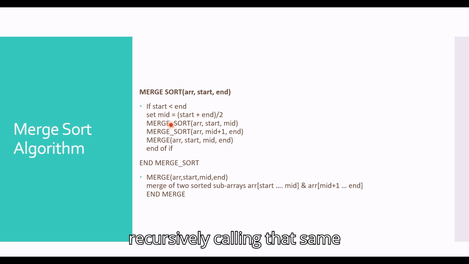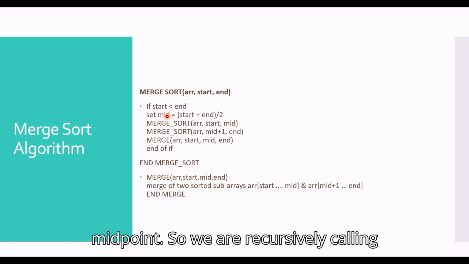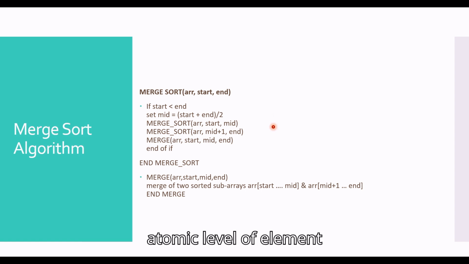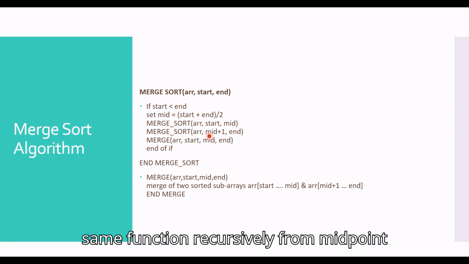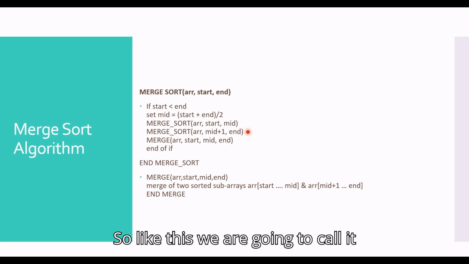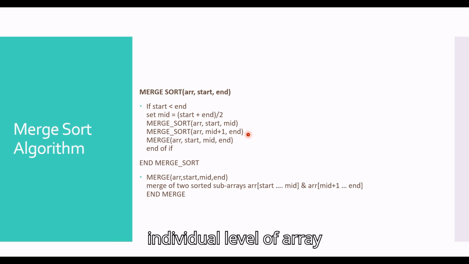We recursively call the same function with array, start, mid, so from the starting position to the midpoint, so that we will reach the atomic level of element. Similarly, we call the same function recursively from the midpoint to the end of the array. Like this, we call it recursively till we reach the individual level of the array.